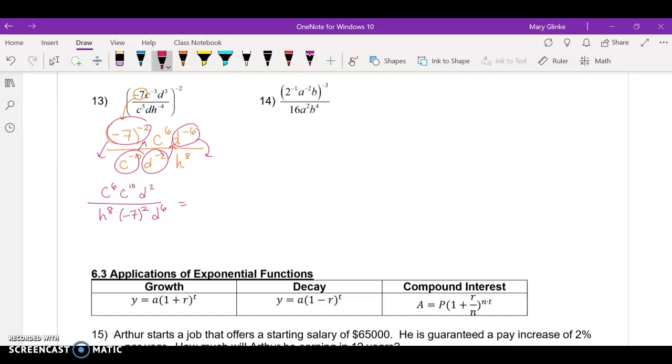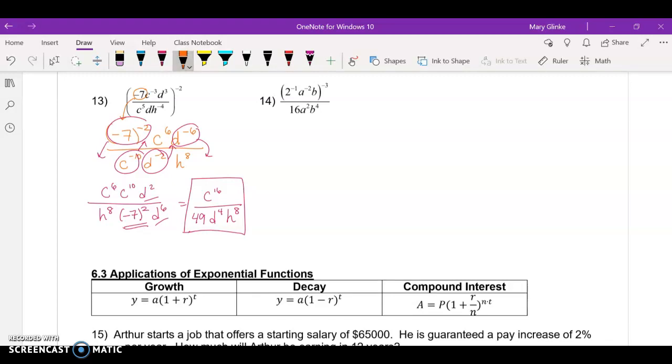Now I'm going to combine my c's. I have 16 of them. I'm going to combine my d's. I have an extra 4 in the denominator, and I still have 8 h's. And then I'm also going to calculate what -7 squared is. Now, -7 times -7 is 49. If you got -49, please make sure you are squaring that negative sign as well. So if you're using a calculator, you need parentheses around -7, and the squared goes outside of the parentheses.